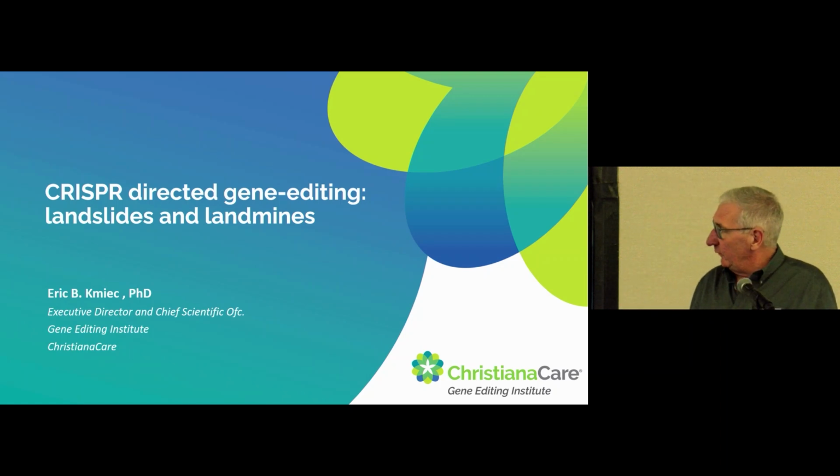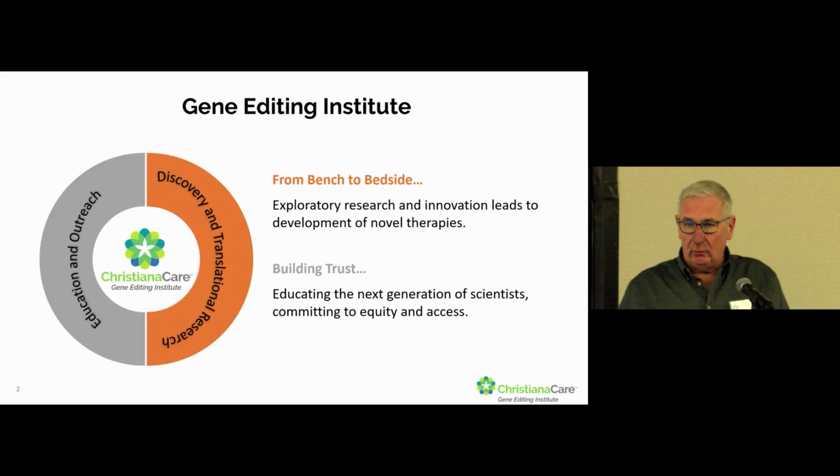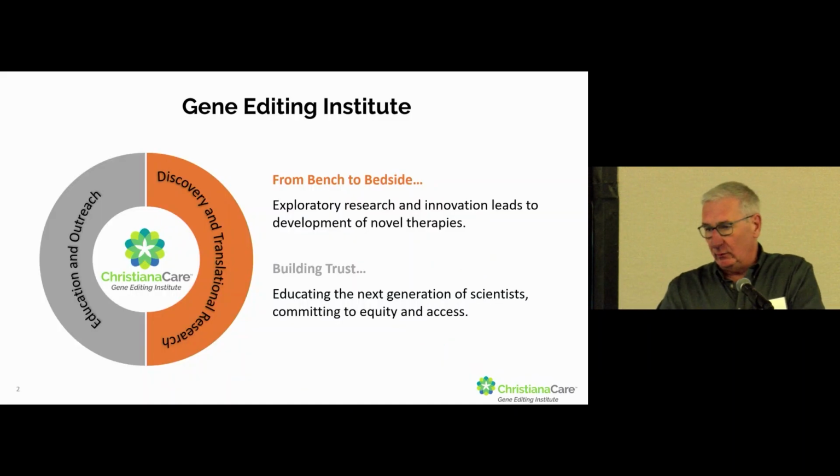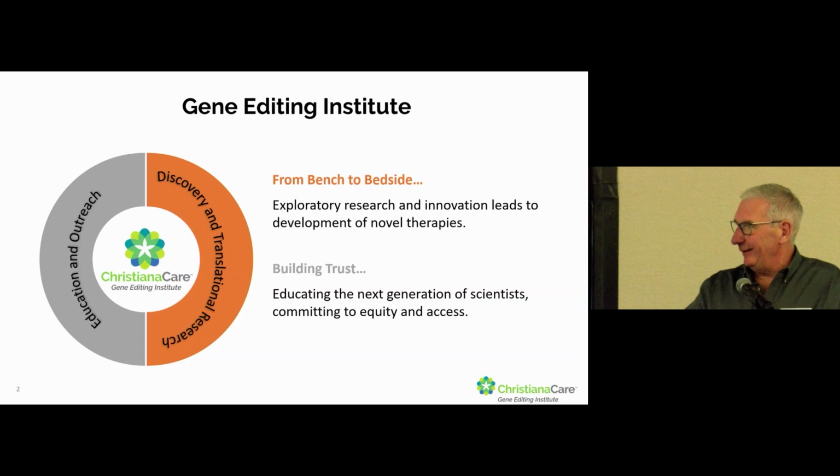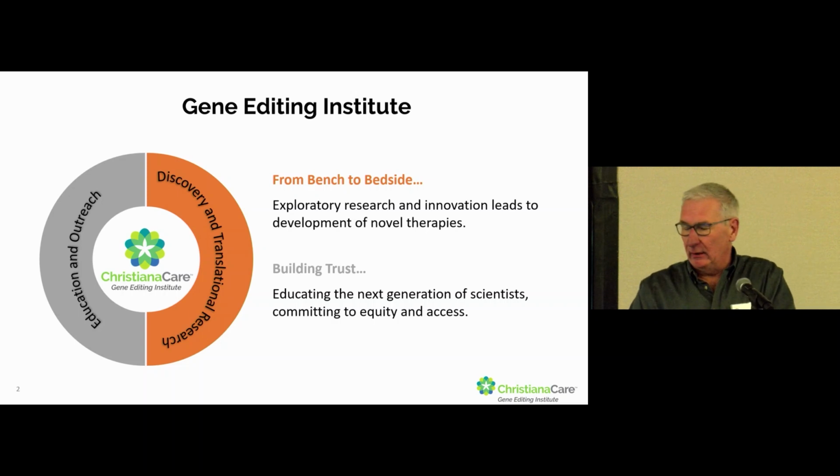So just a little bit about what we are. We have two divisions in the Institute. ChristianaCare is a 14,000 person health system. It's the hospital of President Biden. He lives about 10 miles from where we are, and I think he's home today. We never know, because the whole state closes down when he comes home.